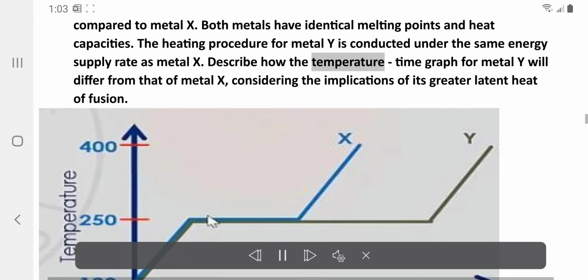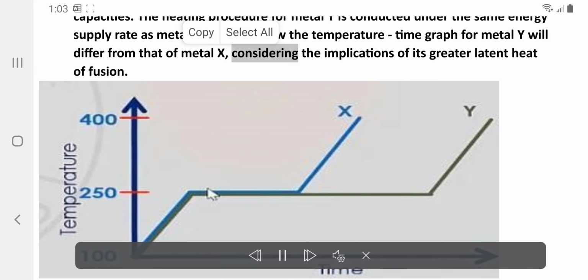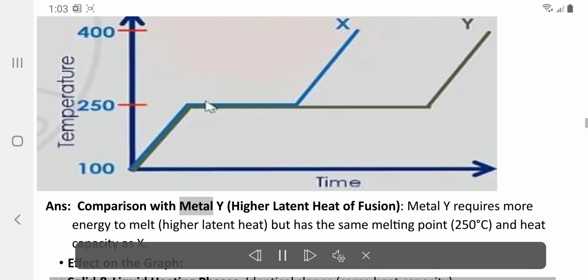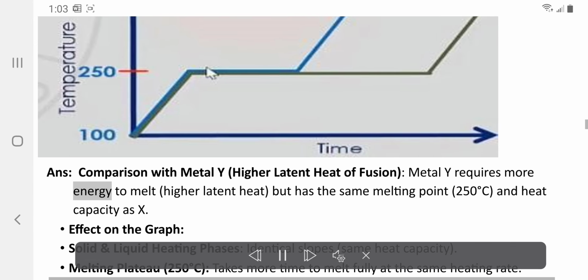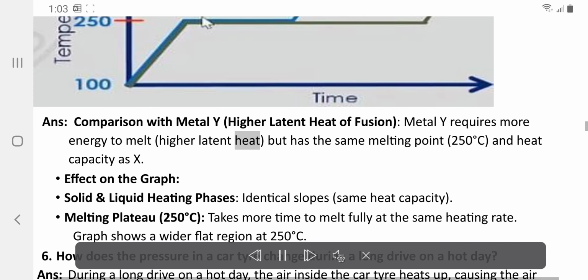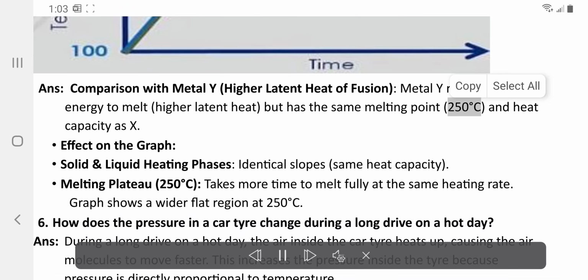Describe how the temperature-time graph for metal Y will differ from that of metal X, considering the implications of its greater latent heat of fusion. Answer. Comparison with metal Y. Higher latent heat of fusion. Metal Y requires more energy to melt, higher latent heat, but has the same melting point, 250 degrees Celsius, and heat capacity as X. Effect on the graph.